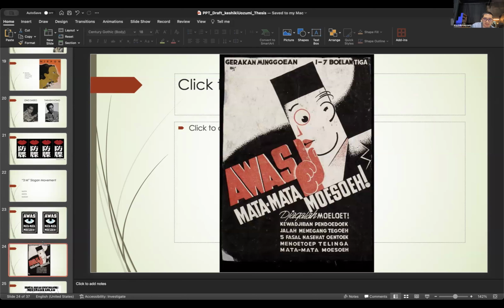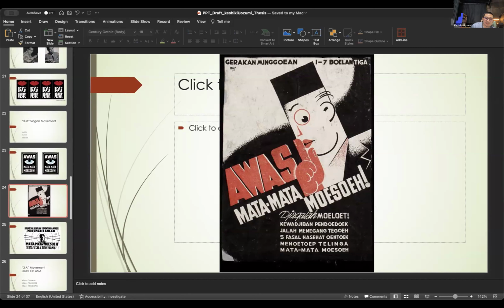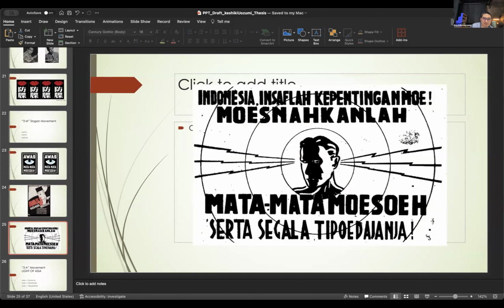They also made competitions and stages for artists. They gave them rewards in competitions in making posters, such as this poster right here with the slogan Mata Mata Musuh, and also this one. They issued these participations all over Indonesia.